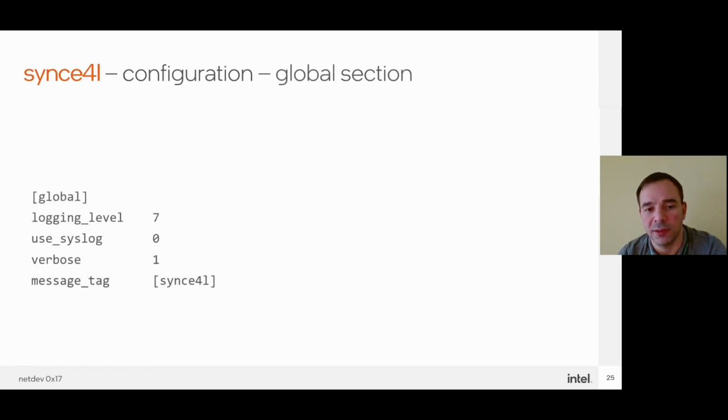Global section consists of items that would affect SyncE runtime globally. Right now, these are only related to the tracing and their configuration. The one could configure logging level, where 7 is the highest debug log level, and for normal operation 6 is recommended. Enable tracing to syslog. Being verbose means traces are directed to the standard output. Message tag allows custom trace tag, which is useful when tracing to syslog to filter SyncE4l related traces.